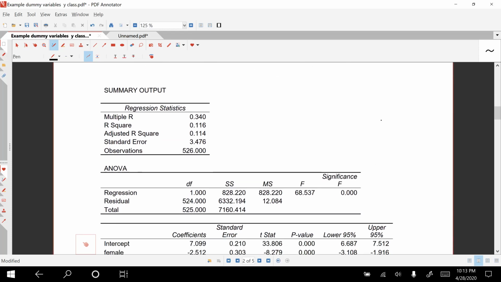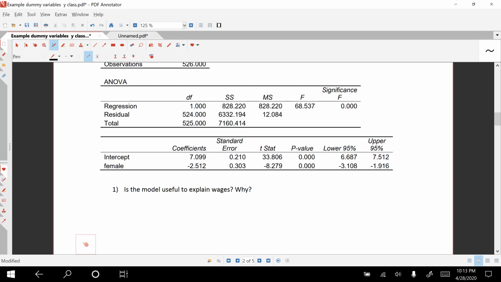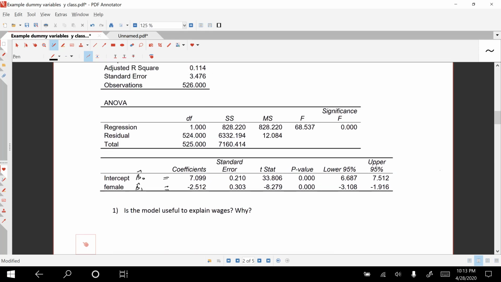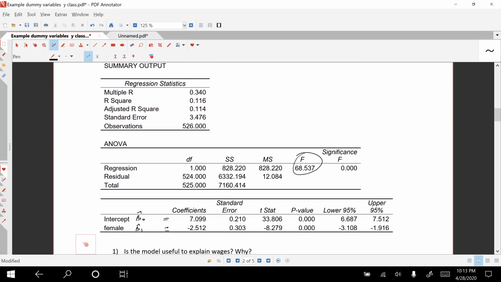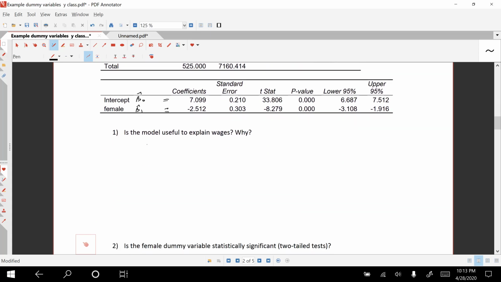Okay, so you run the regression, and you have the regular results. This is the beta 0 hat coefficient, and this is the beta 1 coefficient. So these are the coefficients, the standard errors, t-values, p-values. So is the model useful to explain wages? Just to practice: the F statistic is 68.53, and the p-value for F is less than 0.05. So the answer is yes.